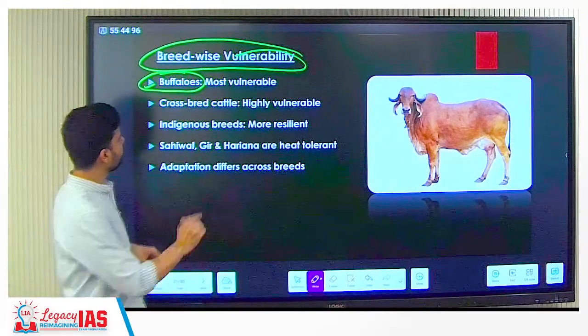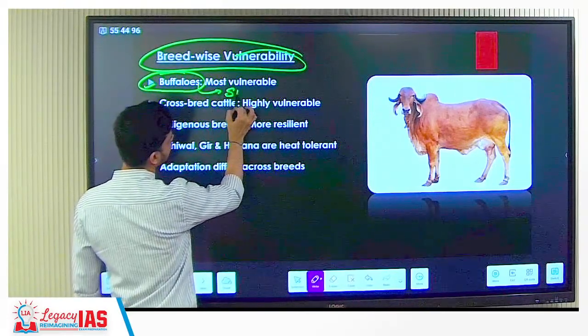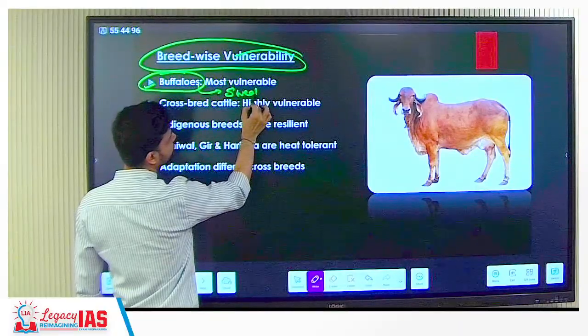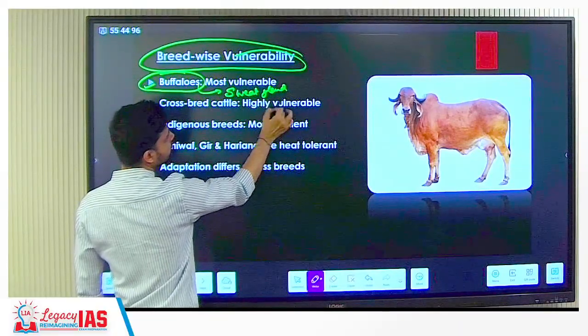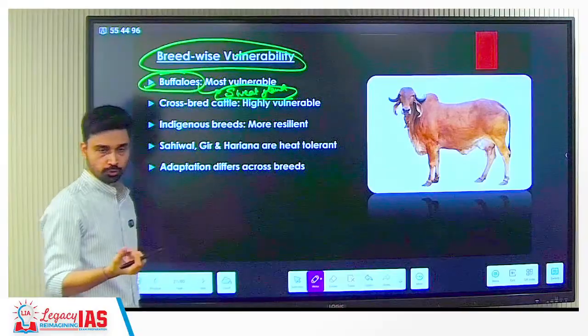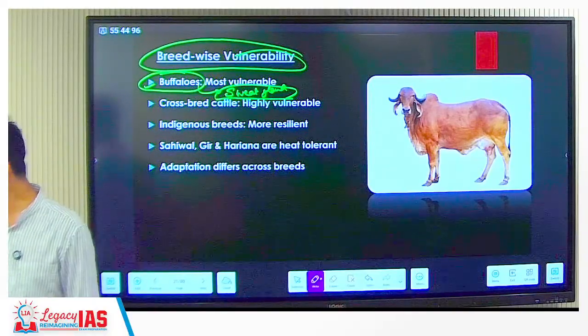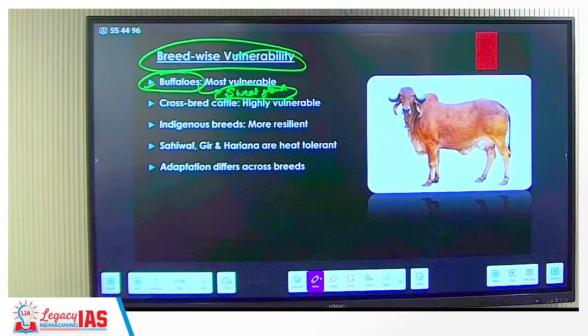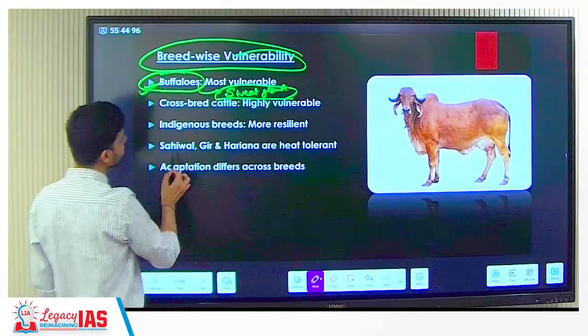Second, buffaloes have relatively fewer sweat glands. What is the body's natural cooling mechanism? Sweating. So if the number of sweat glands is less, they produce less sweat. Less sweat means less cooling. That's why they are most vulnerable to such stress.